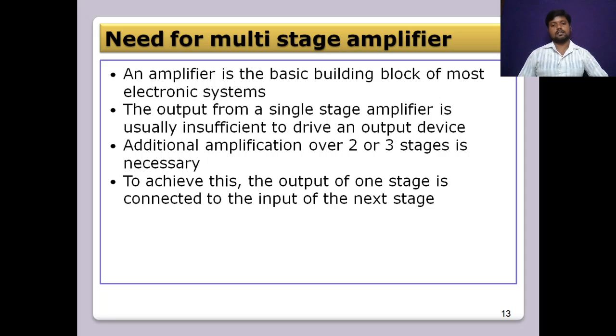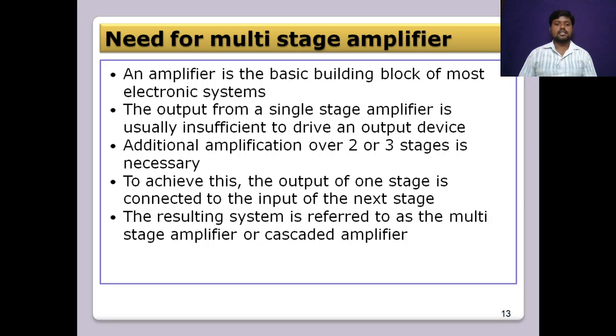To achieve this, the output of one stage is connected to the input of the next stage. So the first stage amplifies the signal level to some small voltage. After that, the second stage amplifies further. The amplified version of the first stage is given as the input of the second stage. So this amplified version is again amplified. That means the amplified signal is amplified further. So the second stage gives a further amplification.